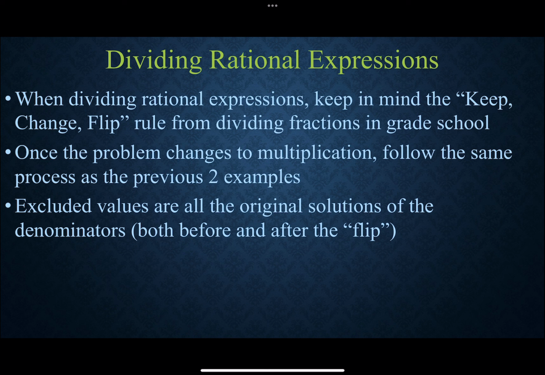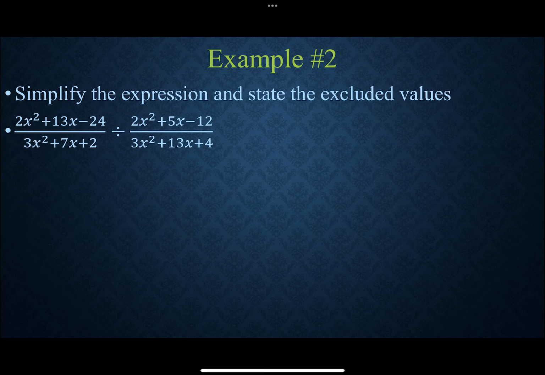multiplication step. Excluded values, though, you have to be a little more careful. They're all the original solutions of the denominators, which both include before and after the flip. So in reality, for these kinds of problems, the only thing that's not going to count towards the excluded values is the first fraction's numerator. Because the second fraction, as we can see right here, we're going to have to account for the 3x squared plus 13x plus 4. It's the original denominator.